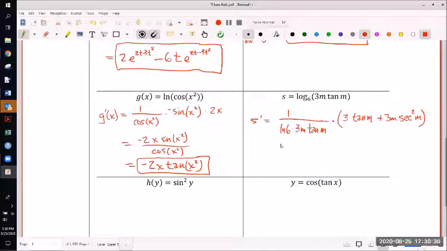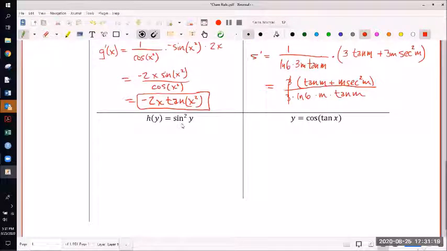And that's it. You could potentially factor and cancel. Notice that we have a 3 common in both of these, and we have a 3 here. So I can factor out a 3, leaving me with tangent m plus m secant squared m over the natural log of 6 times, I'll bring the 3 out here, times m times the tangent of m, and the 3's cancel. There you go.